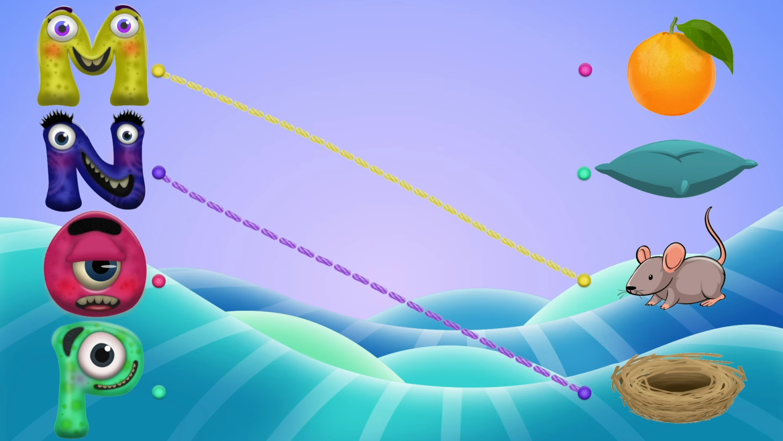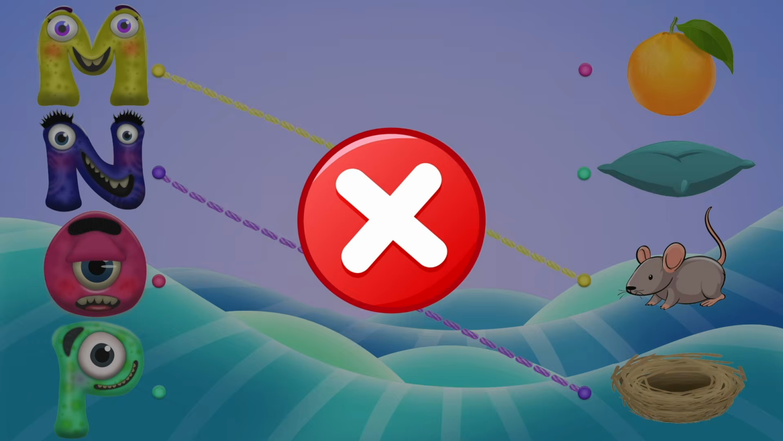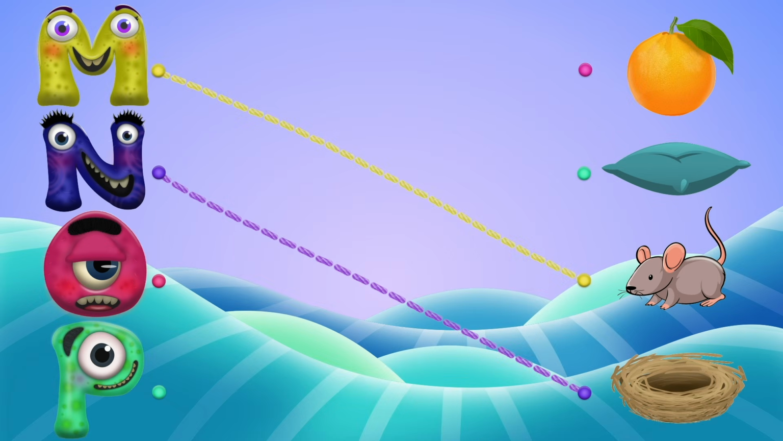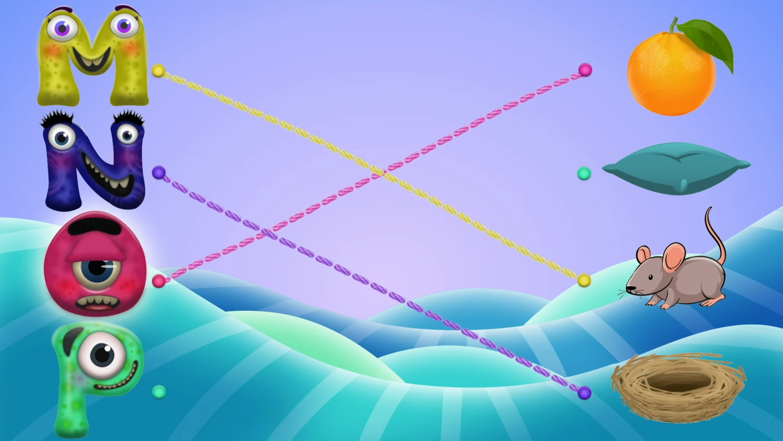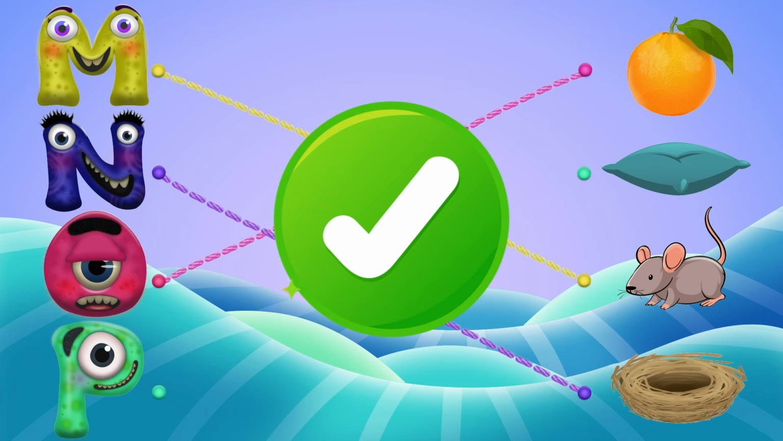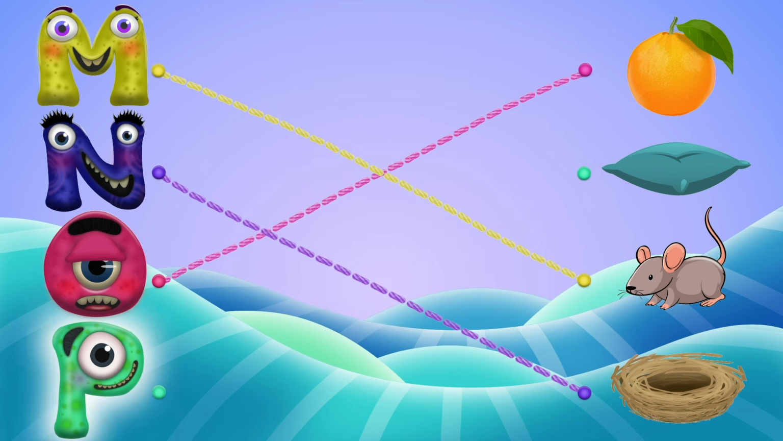Does pillow start with letter O? Does orange start with letter O? O is for orange. Let's match letter P. Does pillow start with letter P? P is for pillow.